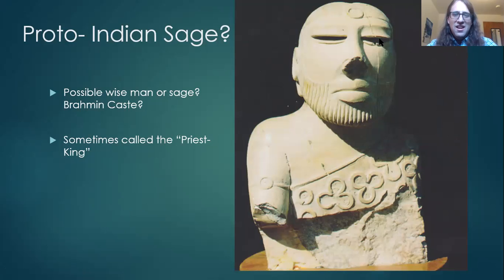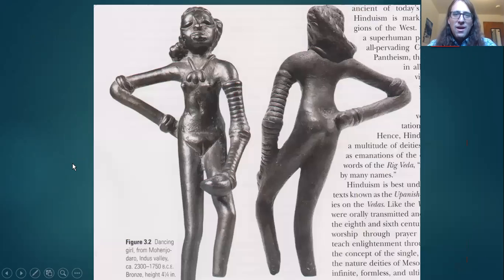People used to just find artifacts and name them whatever. But I think there's a pretty good case for calling this guy a wise man or some kind of sage, or somebody who's meditating, maybe. We have the dancing girl, which you might have seen in the book. We don't know if she's really dancing, but she seems like she might be a beautiful girl who's kind of designed to dance. Trying to dance in front of men.